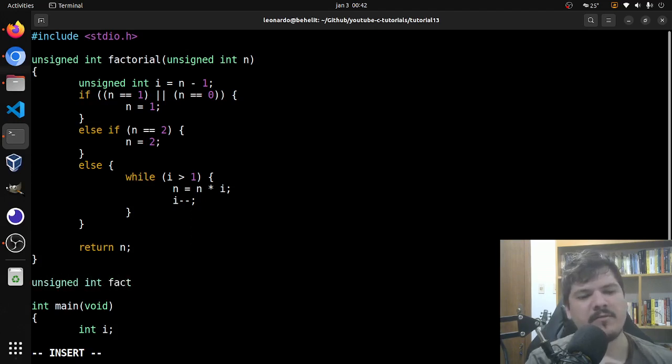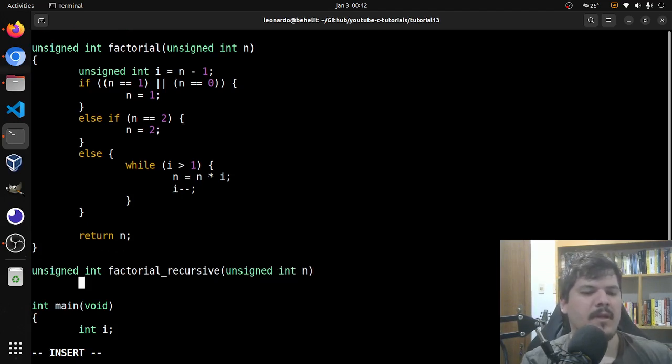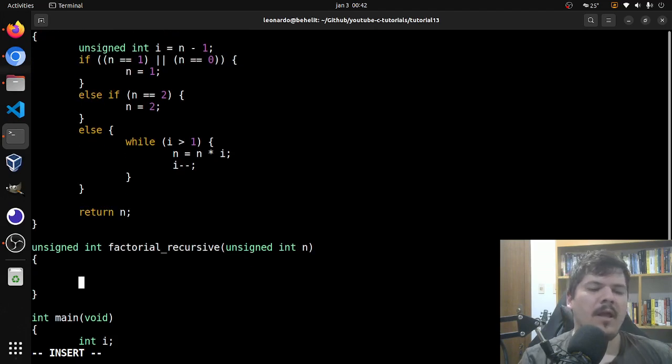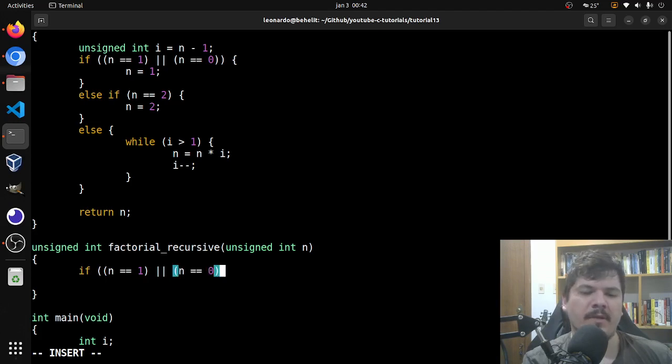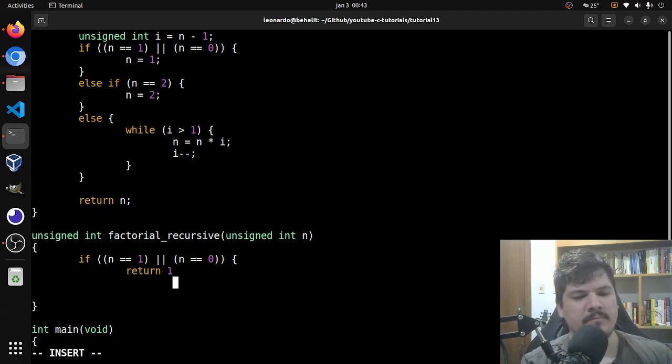So we call it factorial recursive. Okay, and everything's pretty much the same. We return unsigned int, and we get an unsigned int as an argument. Okay. And well, we do basically the same thing: if n is equal to 1 or n is equal to 0, we return 1. Okay.